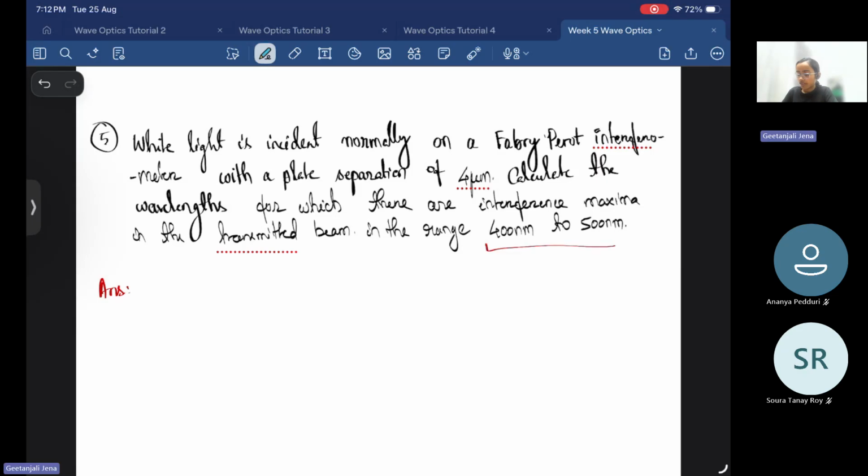You can see here the wavelength is already given. So you can easily calculate what is the maximum value of m that you can get and what is the minimum value of m you can get. If you know the maximum and minimum value, then the in-between values you can easily calculate. No need to check m equal to 1, 2, 3. First calculate what is the maximum value.